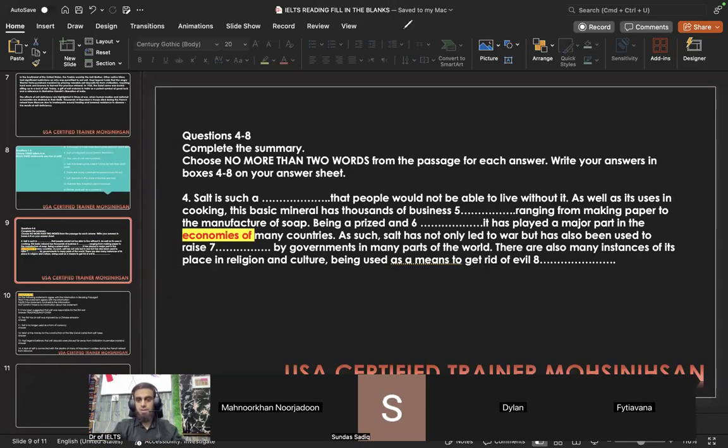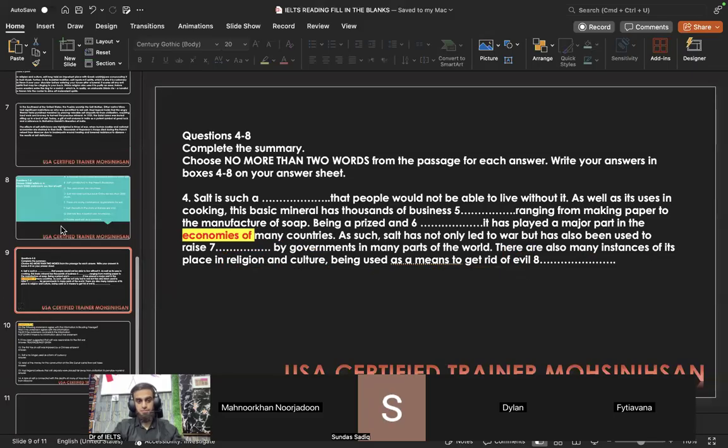Okay. Next MCQ: there are so many instances of its place in religion and culture. There is a proper name, religion and culture, right? Now here it comes like common names, but it will be clearly shown to you in the headings in the paragraph: being used as a means to get rid of evil. First we have to see the keywords religion and culture, the major, and then what kind of evil has been discussed. After this will be our next target.